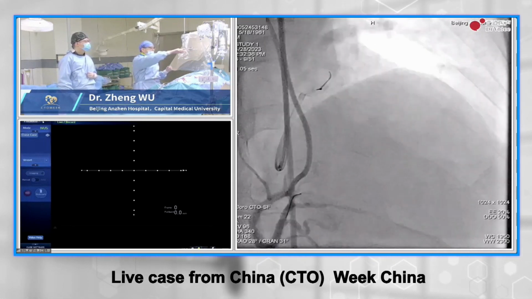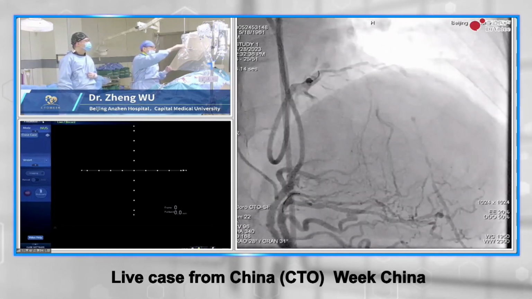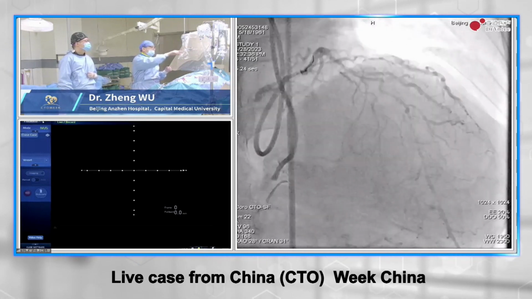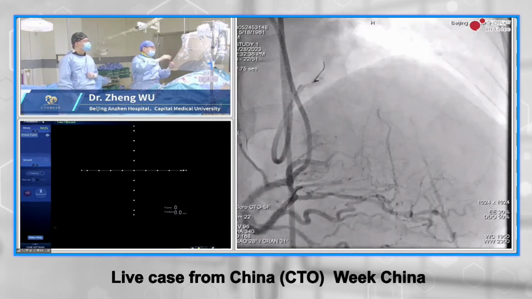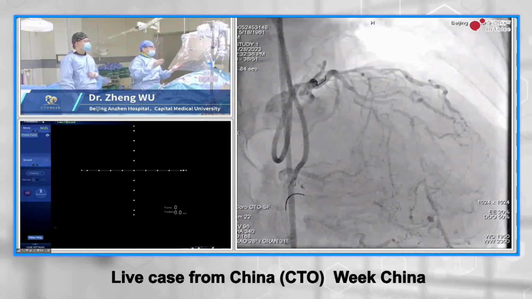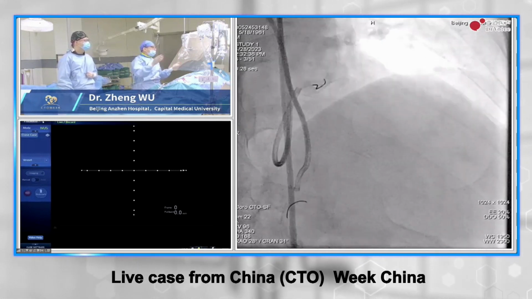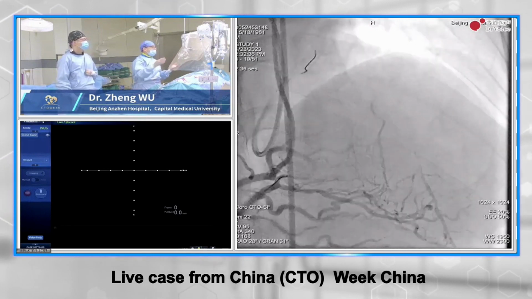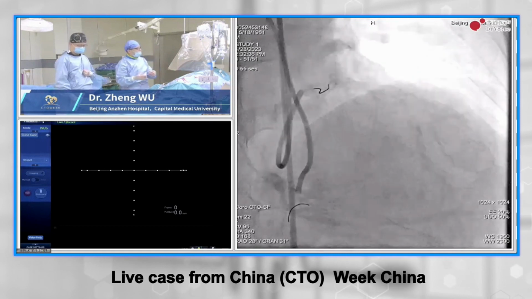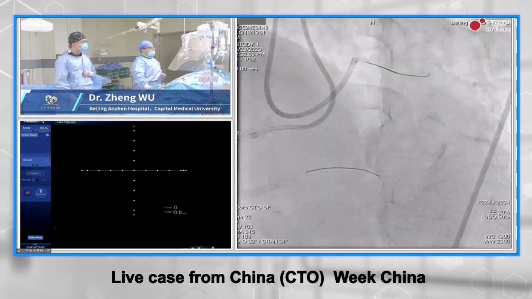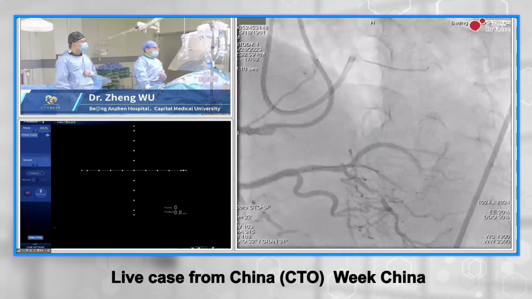And you can see there are so many diagonals along the segment of the LAD, but no diagonal is so big. All the diagonals are middle size or small size, not a bigger size diagonal. So next view, it's a left side cranial.